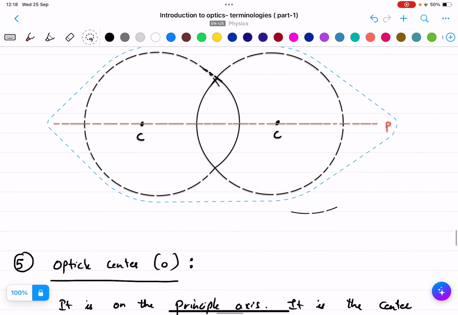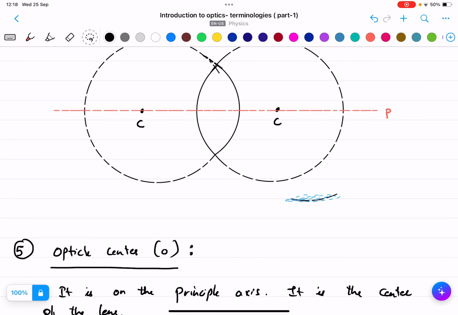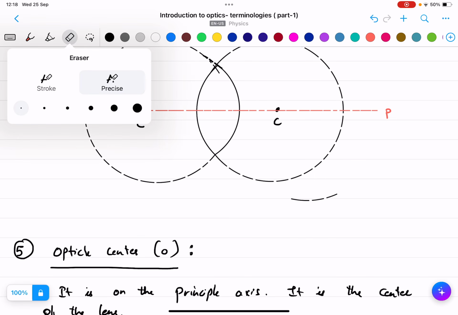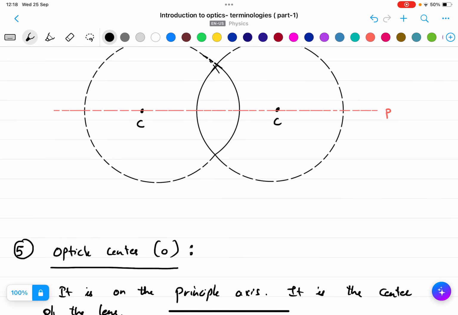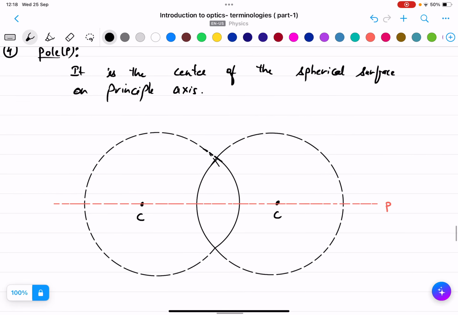Let me copy this picture. So this is here. Okay. So look here. What is pole? It is the center of the spherical surface. When we are speaking about pole, that means this is your pole, P. It is the center of the spherical surface on the principal axis. Always remember, pole will always be on the principal axis.